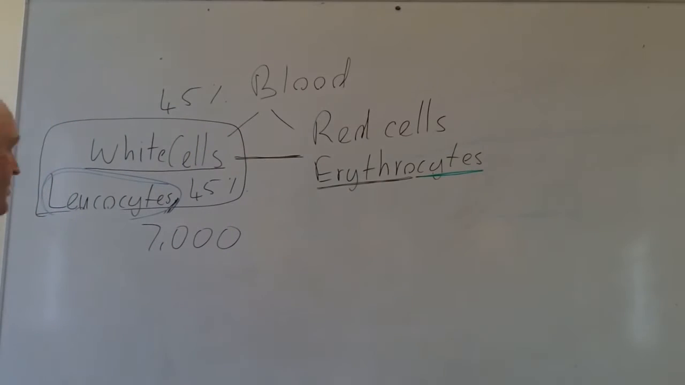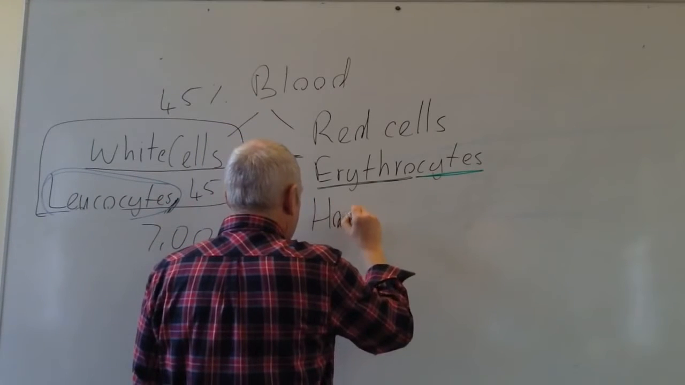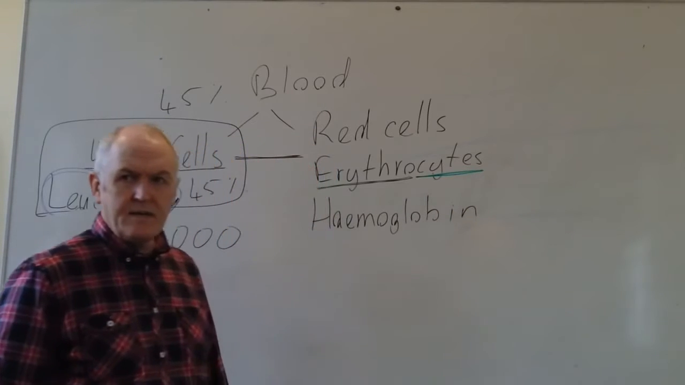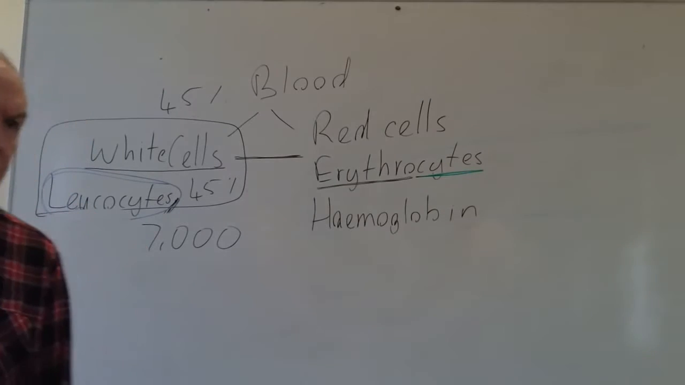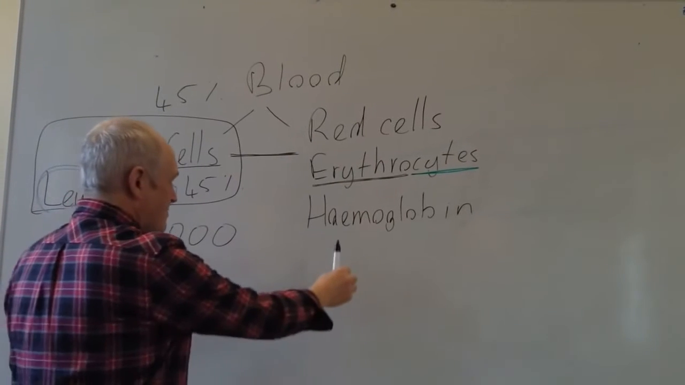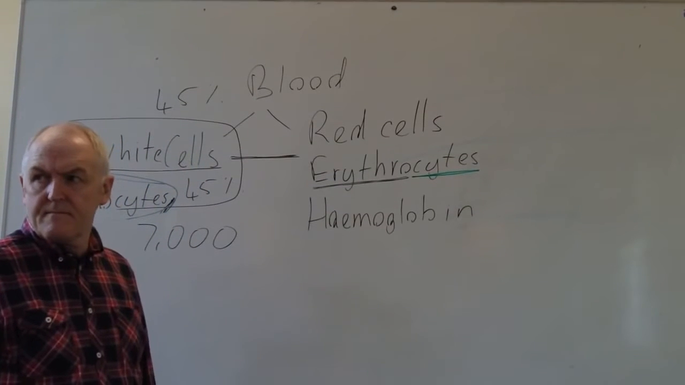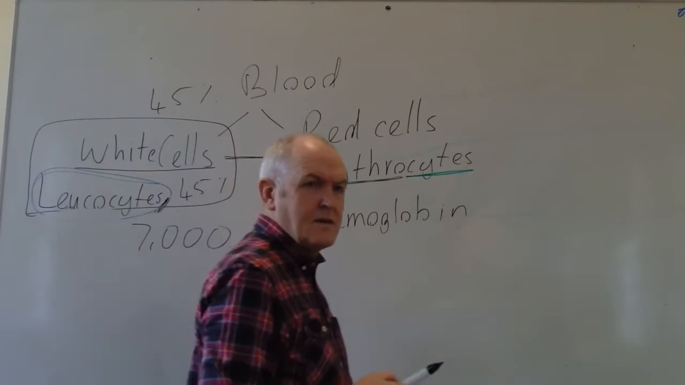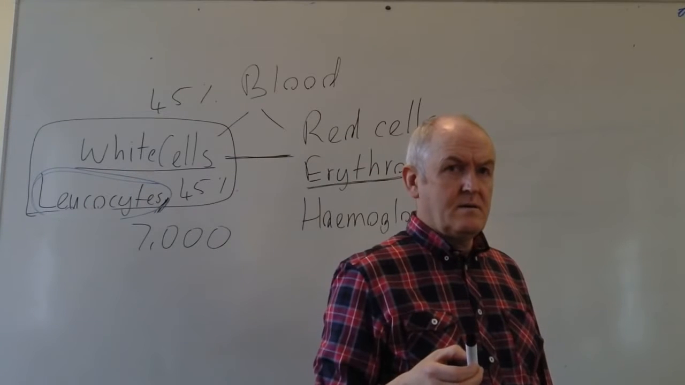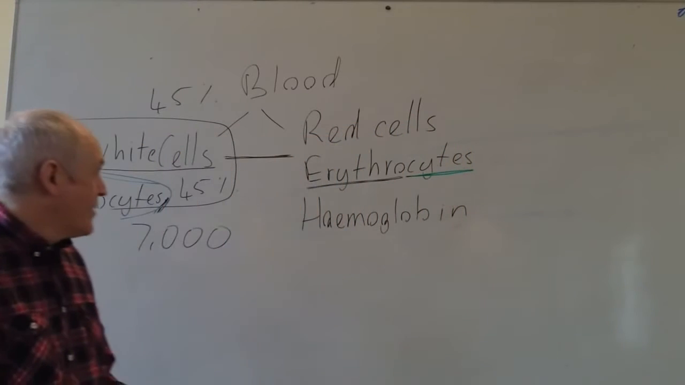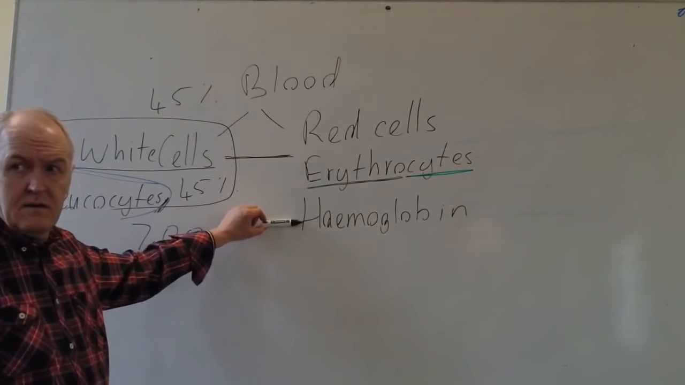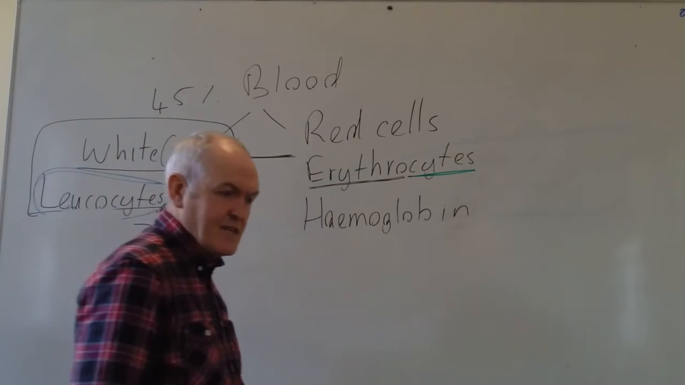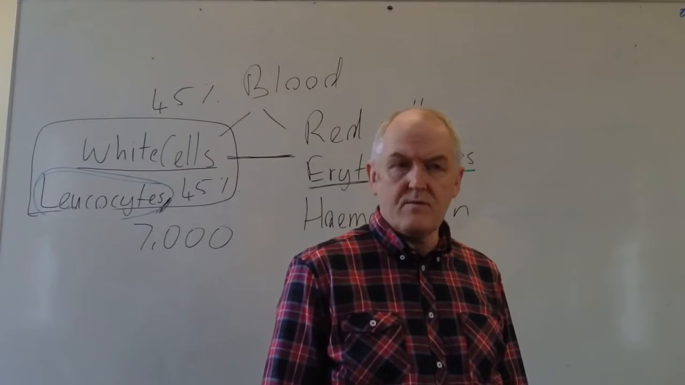And we know that the reason these cells are red is because they contain a protein called hemoglobin. Very large protein molecule called hemoglobin. And probably the world's most common disease is iron deficiency anemia. Because to make the hemoglobin, we have to have iron. Maybe a quarter of the world's population are short of hemoglobin. They have a degree of iron deficiency anemia. It's very, very common.